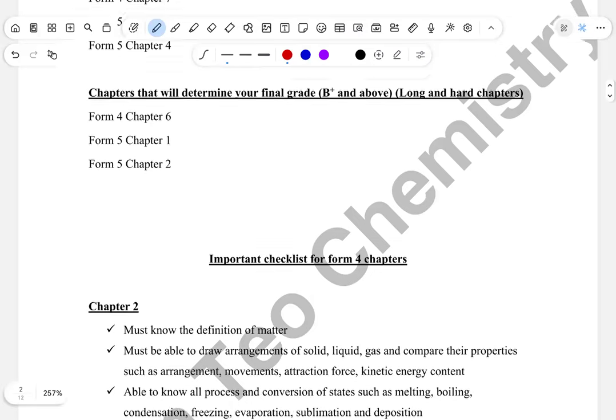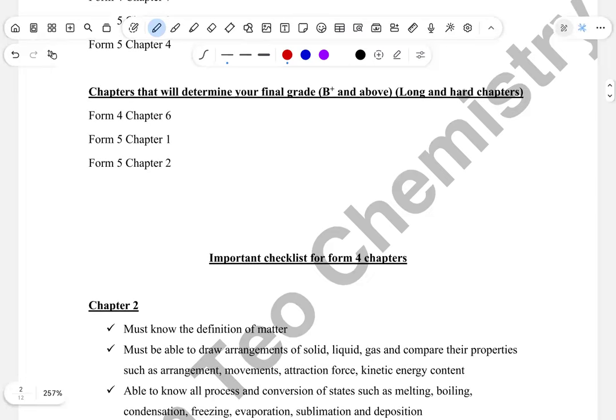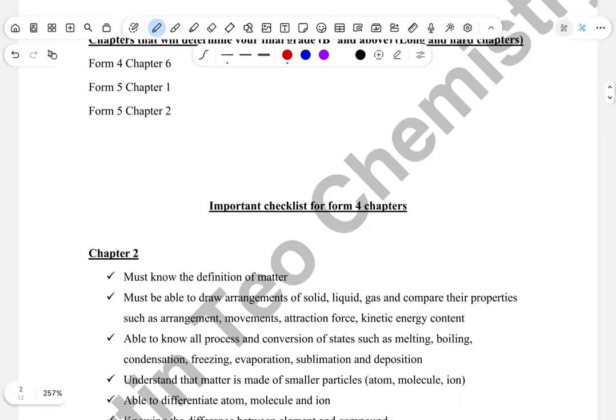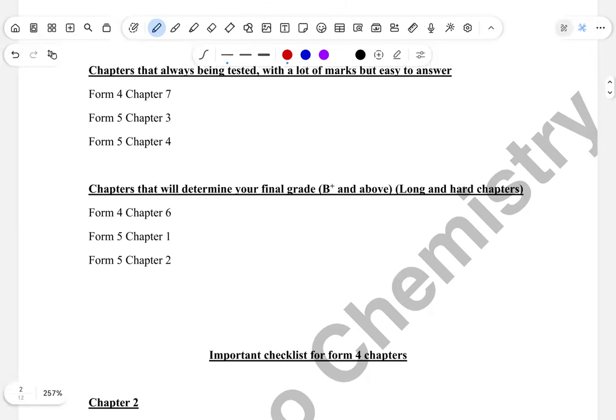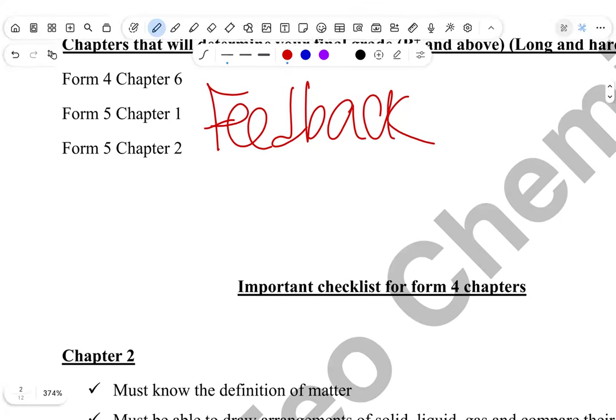Example. So this list I prepared for you covers Form 4 and Form 5. But today I'll talk about Form 5, since we are doing the Form 5 final summary. But you see, let's say today you do your revision for your whole chapter 2 already. So how do you do your feedback learning, your active recall? You ask yourself, do you know what is matter? Matter is any substance that has mass and occupies space, isn't it?